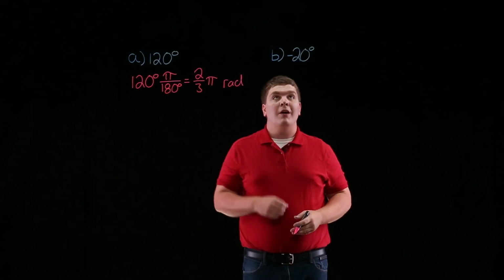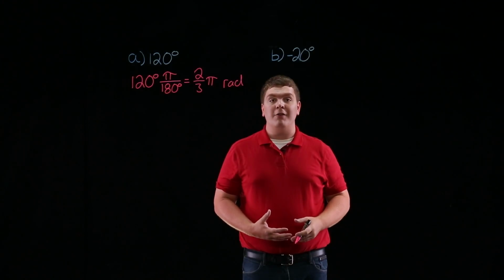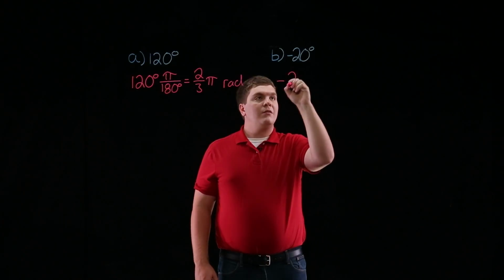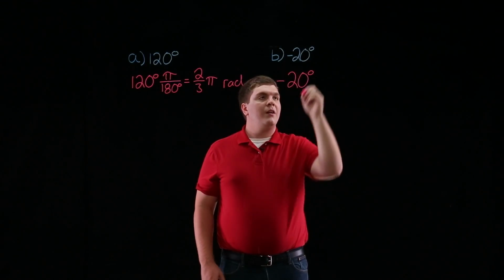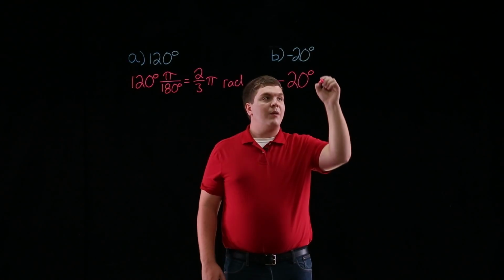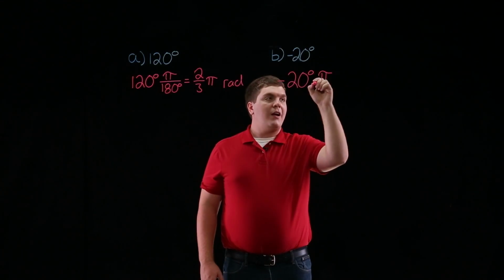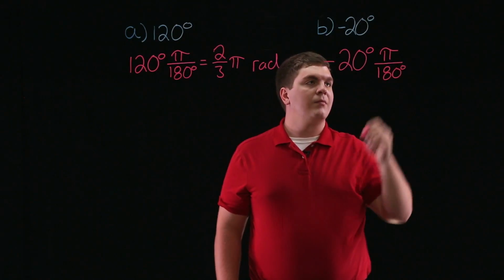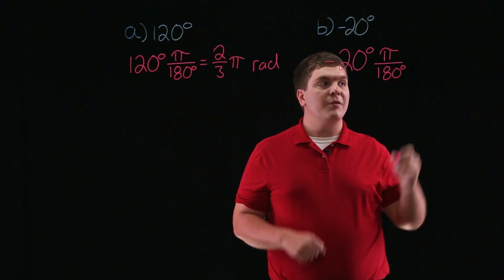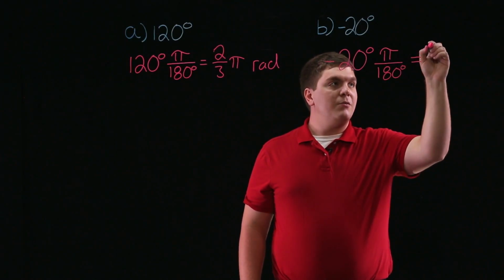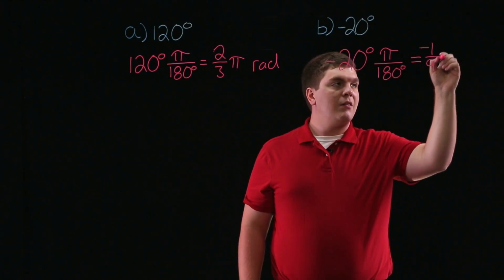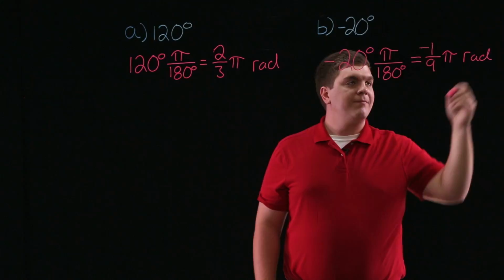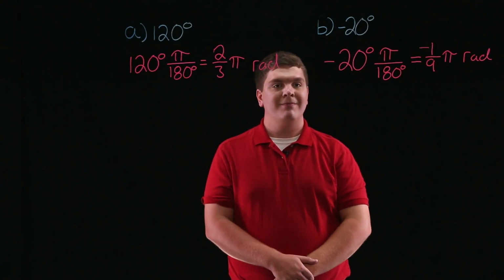For part B, we're asked to convert the angle negative 20 degrees from degrees to radians. So we'll start with our angle, negative 20 degrees, and we'll multiply this by pi divided by 180 degrees. Now here, simplifying, this is equal to negative 1/9 times pi radians.